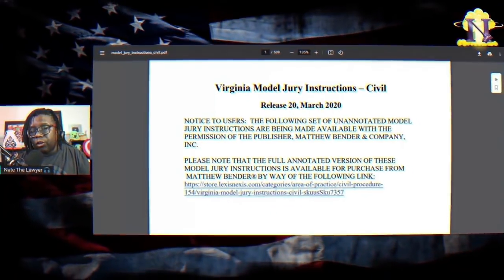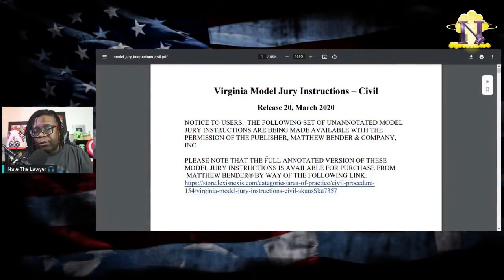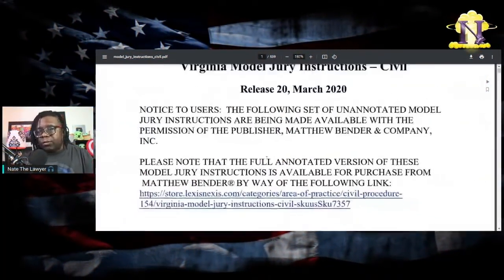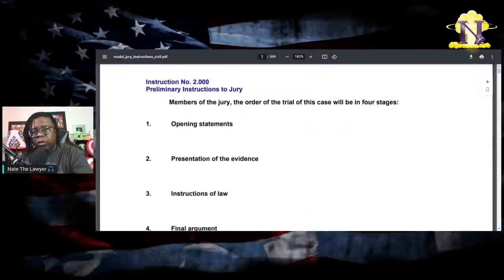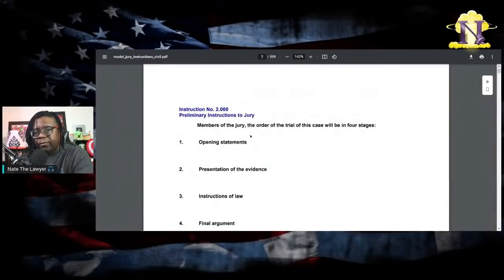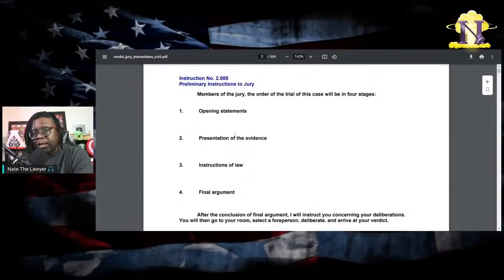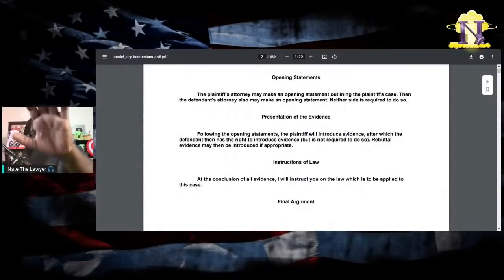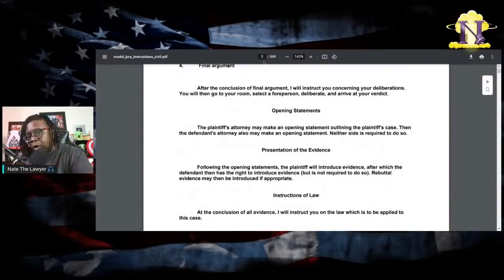So this is the model jury instructions. Let's just do a quick walkthrough of it. These are model instructions, this was in Virginia 2020. So we're looking for defamation. First, this is kind of what happens on the trial. You have the opening statements, presenting evidence, instructions of law, and the final argument. So that's just the four main steps. You see that they're showing you what every part of this is.